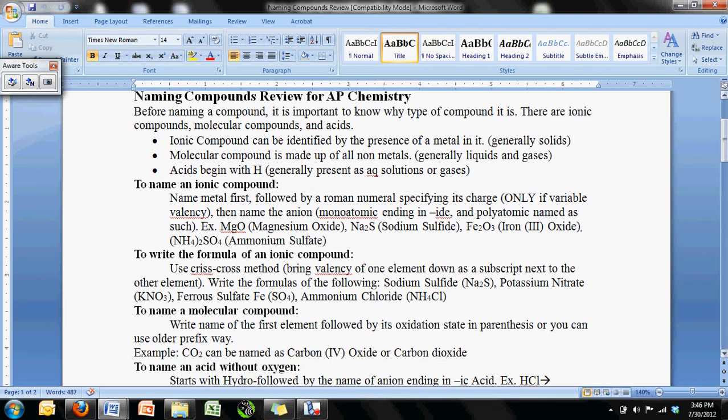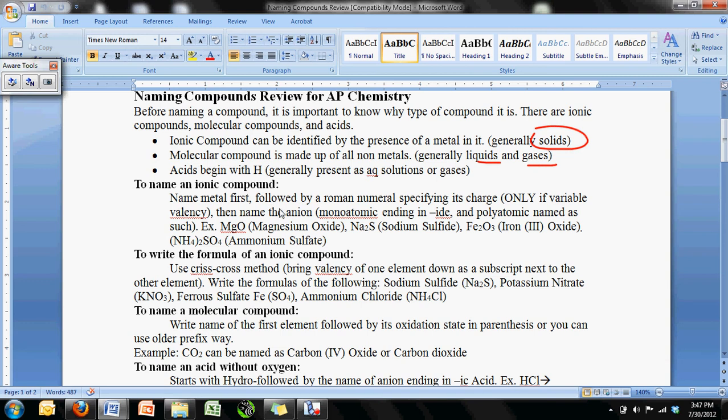Another thing I want to bring up here before I go into naming is ionic compounds are present generally as solids in natural state. Molecular compounds are generally present as liquids and gases, even though they can be present as solids as well. And acids are generally present as solutions or gases. That was just so that you remember these. Now going over ionic compounds.